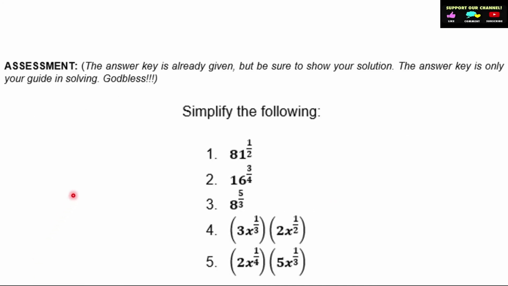Okay, so that is all for week 5. So, assessment time. Simplify the following, 1, 2, 3, 4, 5. Very easy. Just simplify those, since they are like the given examples.